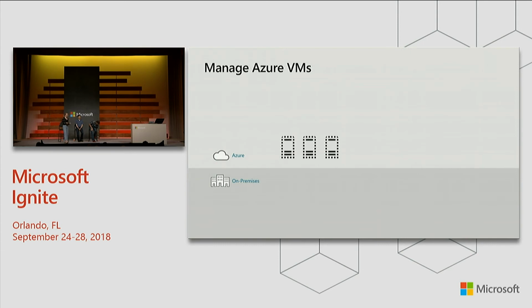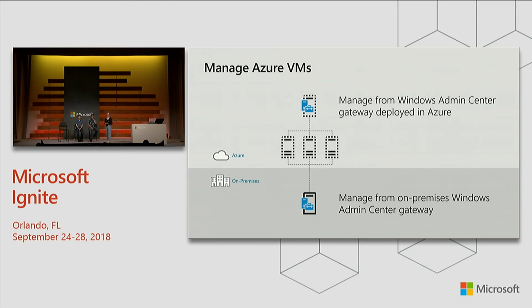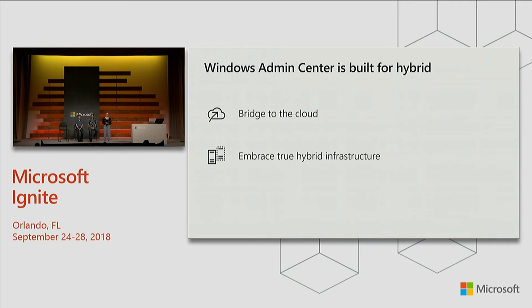Now, if you're managing Azure VMs, you might also want to be able to connect from on-premises. And the Azure Network Adapter makes it really easy to connect your gateway into an Azure VNet to manage those Azure VMs. But you can also install Windows Admin Center in the cloud for a cloud-only management experience. So that's how you can really use Windows Admin Center no matter where your resources might be, on-premises or in the cloud or both.